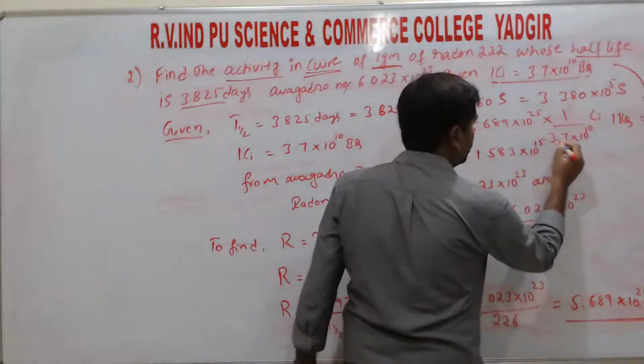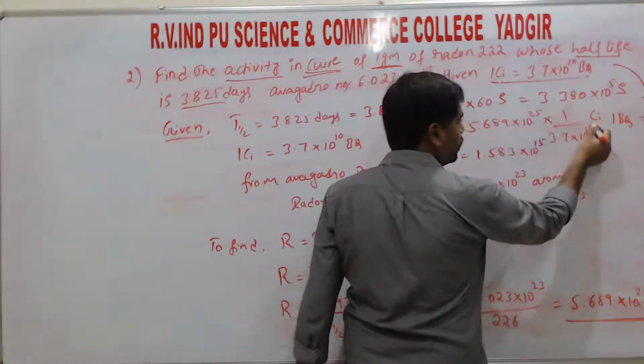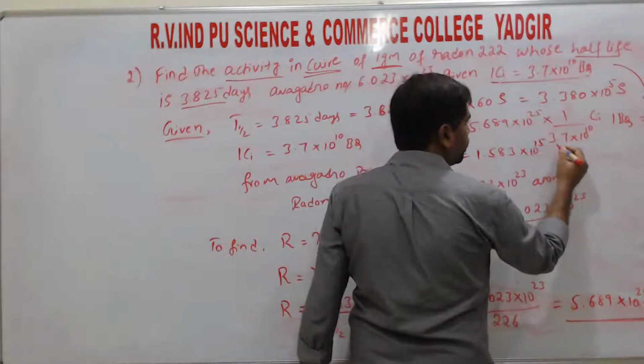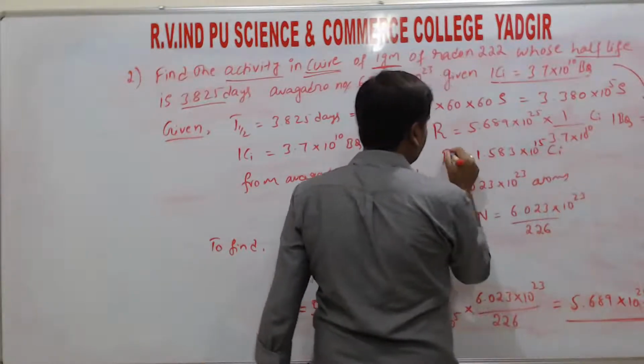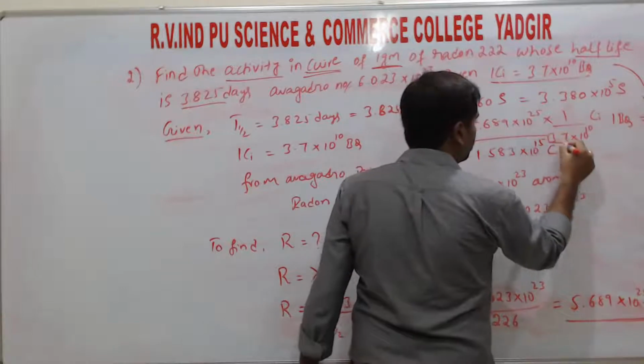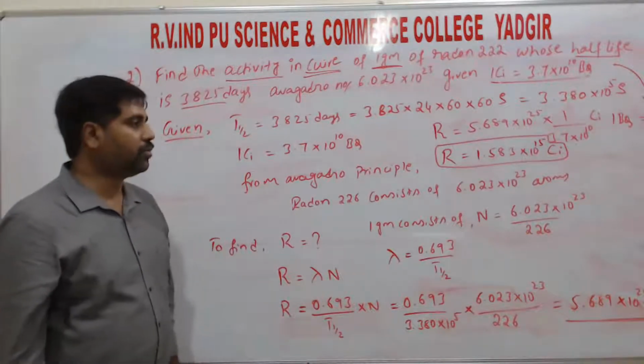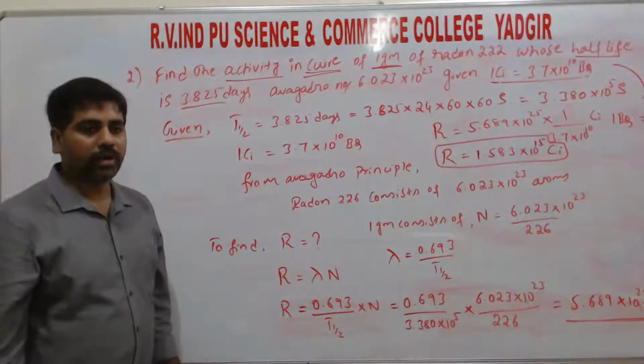15. 25 minus 10: it goes to the numerator, so it becomes minus 10. So 25 minus 10 becomes 15 curie. So this is the final answer. R is equal to 1.583 into 10 to the power of 15 curie, right?